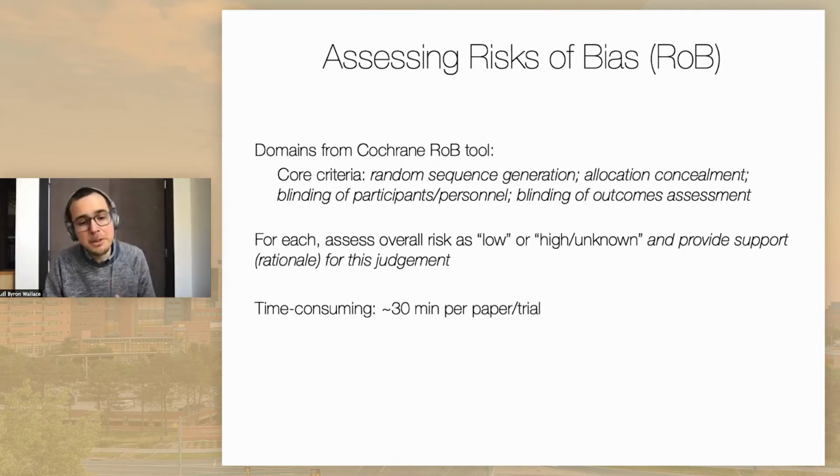And the reason that we might want to kind of semi-automate this process of risk of bias assessment is because it's quite time consuming, right? So there was an estimate from a while ago now that it takes something like 30 minutes per paper just to do sort of this one task, right?